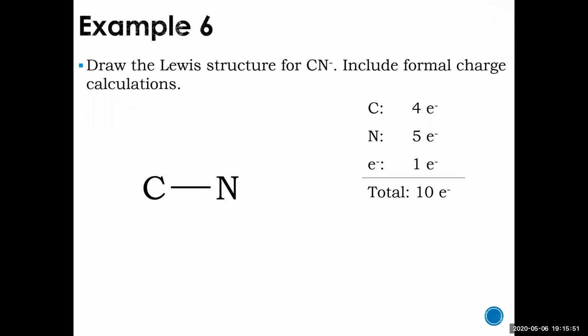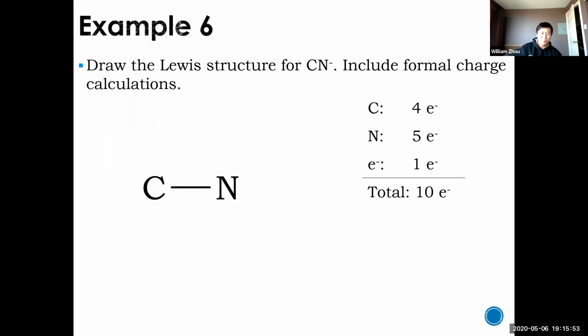Okay. So you connect them using up 2 electrons. So 10 minus 2, you have 8 electrons left. Now you need to put those 8 electrons into the molecule. Now you have a choice. Do you give it to the carbon or do you give it to the nitrogen? You have to make that decision because you have to give to the most electronegative atom first.